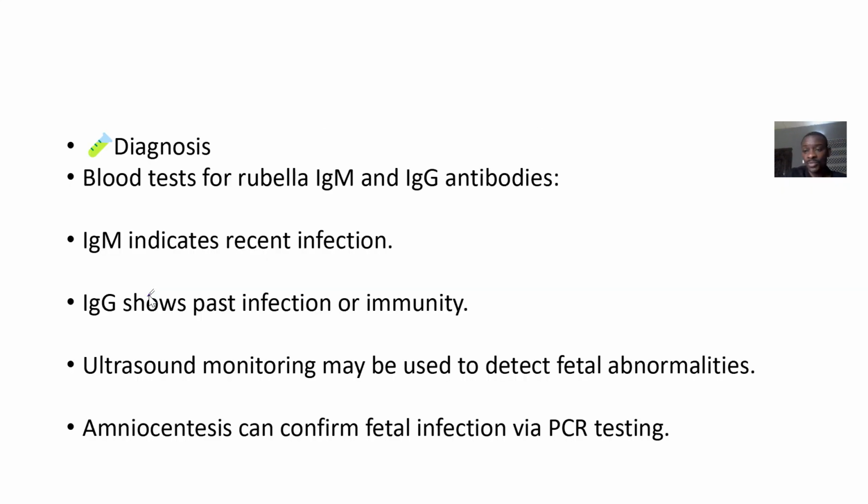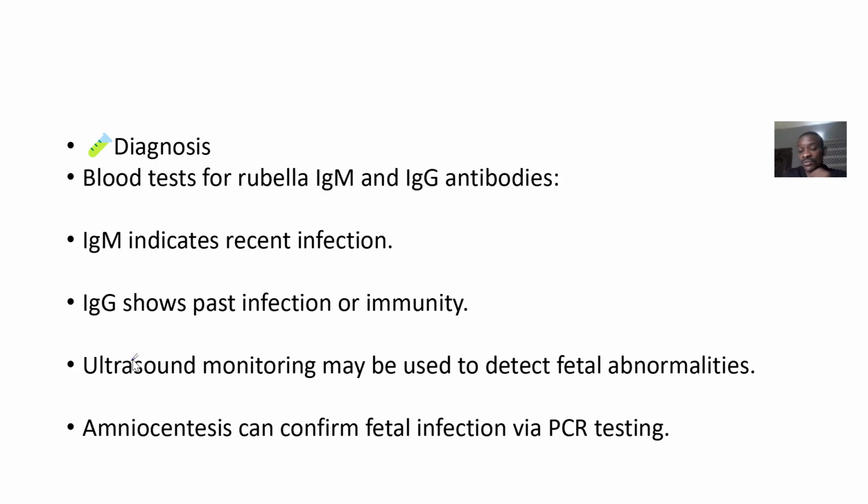So diagnosis is a blood test because you want to check if there's an immune response mounted against rubella. Do you understand? Of course, if you see that there's an immune response mounted against rubella, this confirms that rubella is there. All right. So if you see immunoglobulin M, it shows that there's a recent infection. The infection is still ongoing. But if you see immunoglobulin G, it shows that there was an infection but it is gone. So the body is just trying to mount a preventive response.